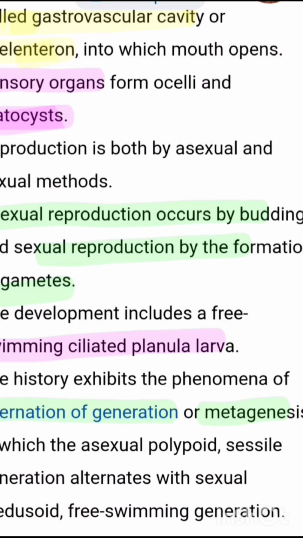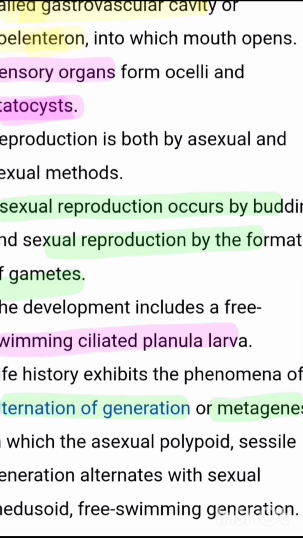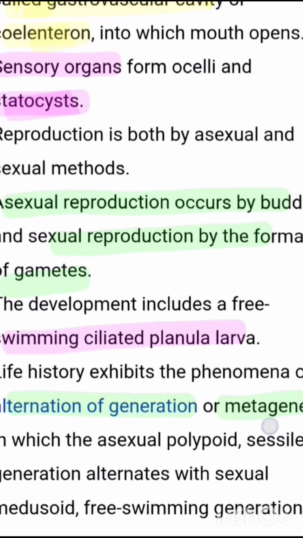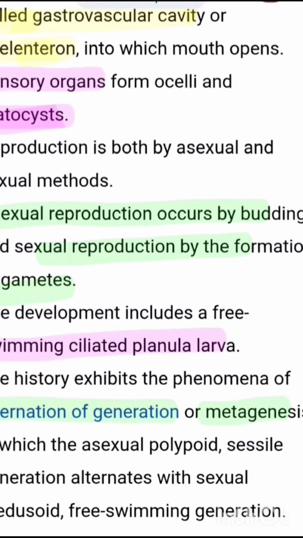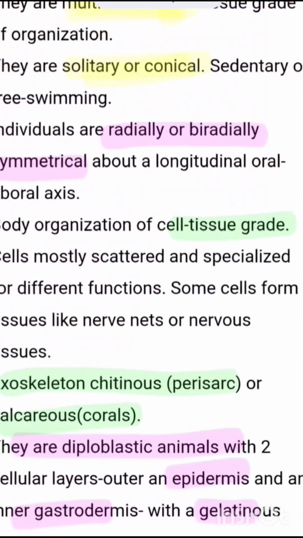And life history also shows the presence of alternation of generation like plants, but here it is named as a metagenesis. You can't say it's like the alternation of generation, but it is the metagenesis in which asexual polyp alternates with the sexual medusa form, which is free swimming. So both are diploid condition.